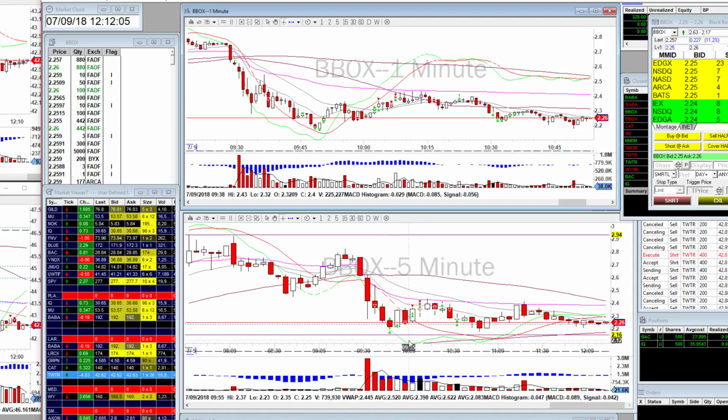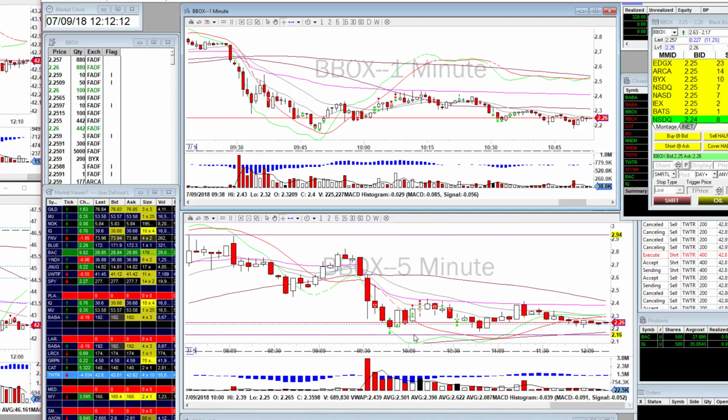There are more levels below this. Number one, there's this simple moving average. I thought it was going to drop to that. And then there's also the previous day level, so I went short again. It popped up, and then I just stopped myself out.